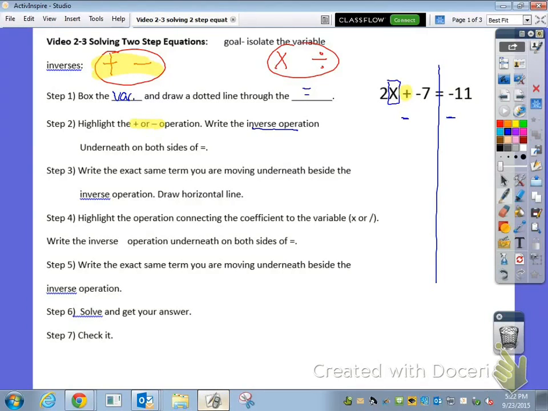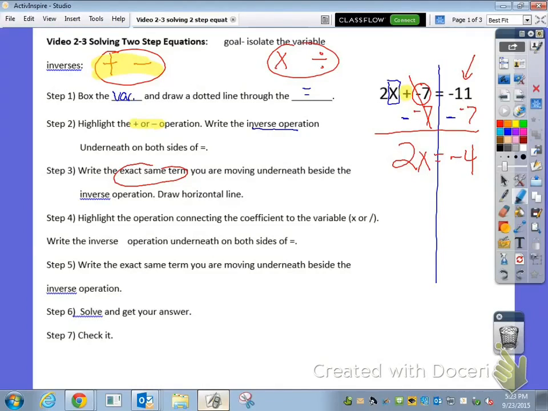And then you are going to write the exact same term that I'm moving, okay? I am moving -7, that's what I want to get rid of. So I'm going to write that exact same thing down, -7 on both sides, okay? And see, if I put that in the calculator, -7 minus -7, they will cancel out. And so you're left with 2x equals, and then you always enter from the top. So you would say -11 minus -7. And if you do that, then you would get -4, okay?